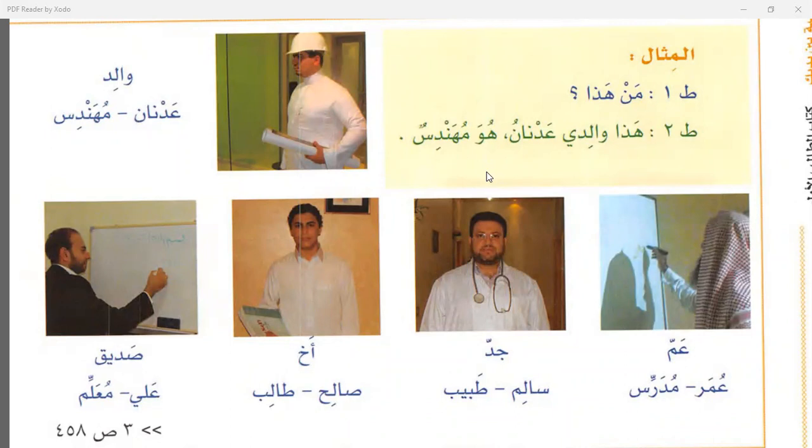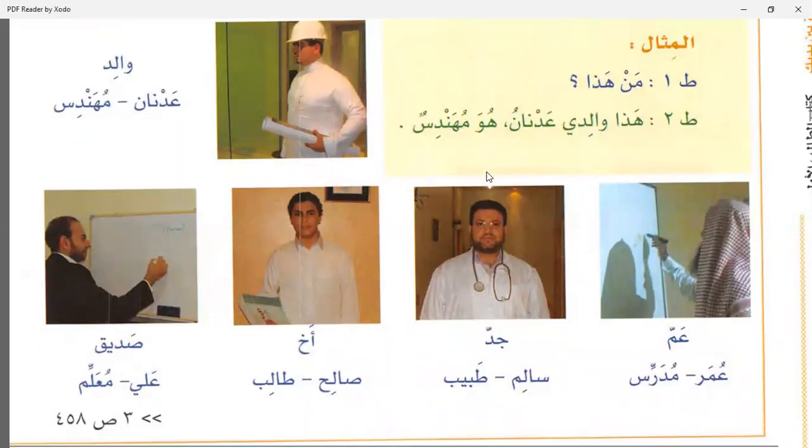Man hada? Hada ammi Abdullah. Okay, good. Hada ammi Umar, huwa mudarris. Good. And you better replace the name with your uncle's name, okay? So answer again. Hada ammi Abdullah huwa mudarris. Good.